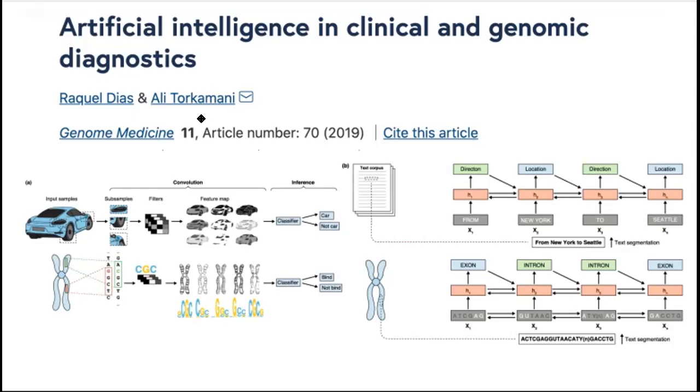We have all these methods, like for image recognition and all these natural language processing things. And these methods already exist. They can just be used. They can be extrapolated and used in genetics. The methods exist. We just need to know how to apply them in the right way.